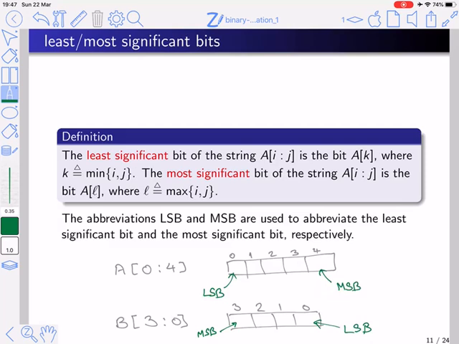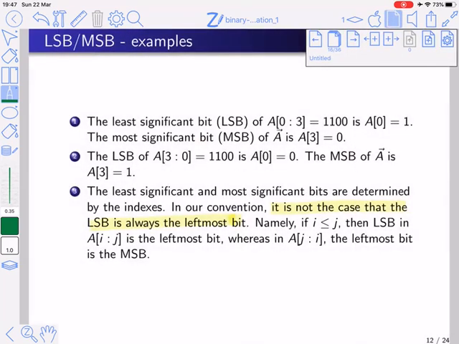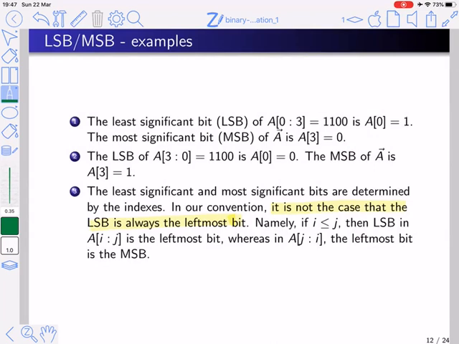Here I wrote B from 3 to 0. The indices are 0, 1, 2, 3. So this is the most significant bit, and here the 0th position is the least significant bit. So it is not true that the least significant bit is always on one side of the string. It depends on how the indices are ordered.